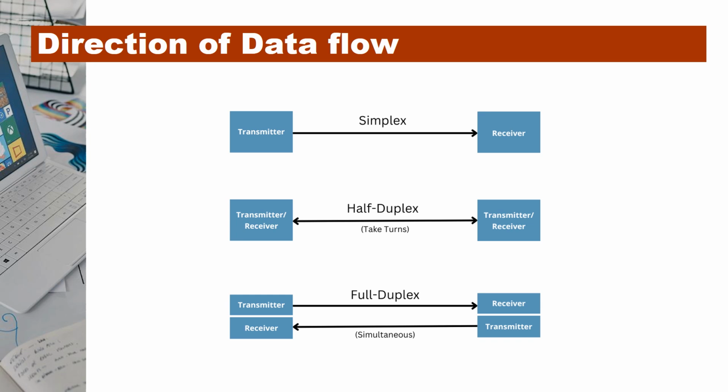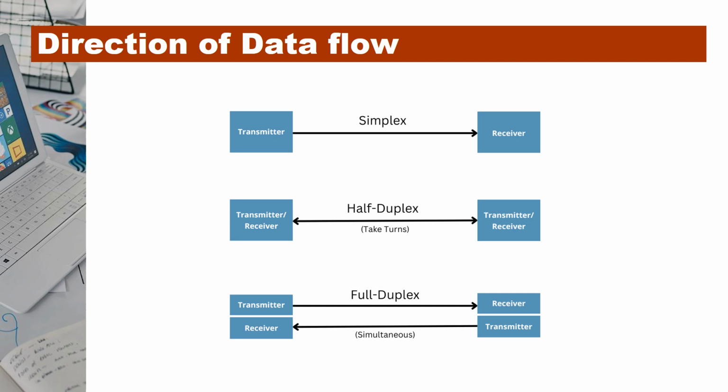On half duplex, you can see the arrow. There is a transmitter here that can also be a receiver. On half duplex, we're saying that it's a two-way communication channel where data flows in both directions but not simultaneously. They take turns. You can talk of a walkie-talkie where one person can talk while the other listens, but they can't talk at the same time. Then there is the full duplex.